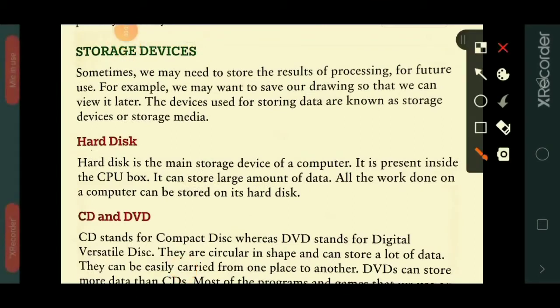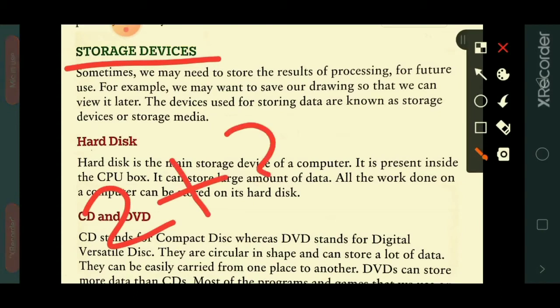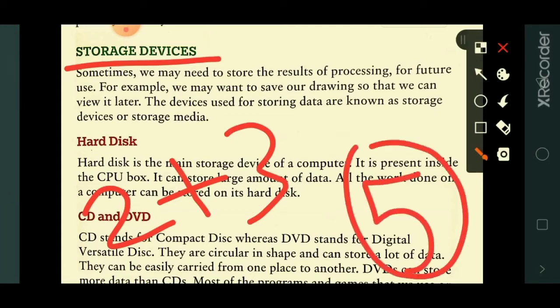Storage devices, this is the next topic, students. Let me see what actually a storage device is. Sometimes we may need to store the results of processing for future use. For example, if you give data and instruction 2 plus 3 to your computer, it gives the result 5, right? Now, one more time, if you want to see this result, then you need to save it.